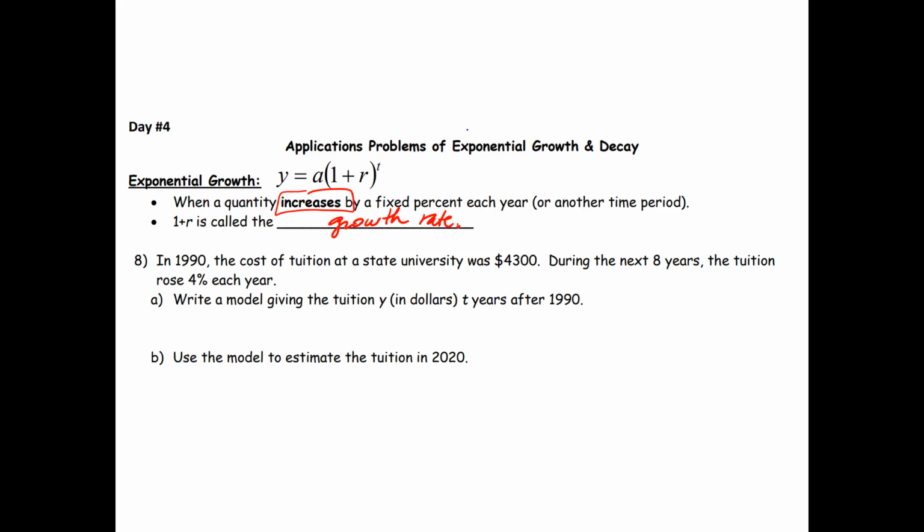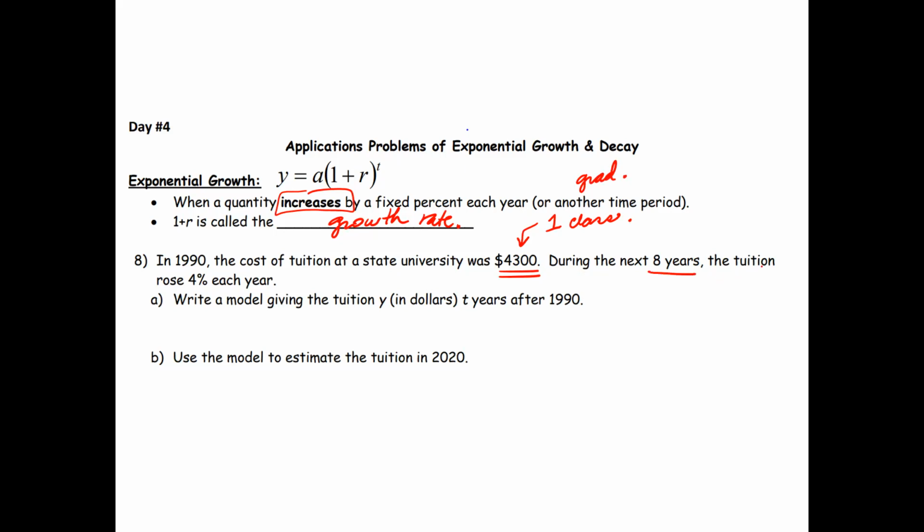So for example, in 1990, the cost of tuition at a state university was $4,300. That does not happen nowadays. $4,300 at UNR maybe gives you 1 class. It's expensive. I'm not joking. Like 1 graduate class, I should say, like a master's degree class. But back in 1990, $4,300 would cover the entire semester.